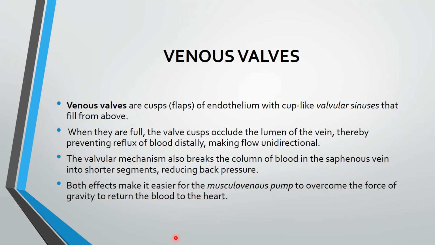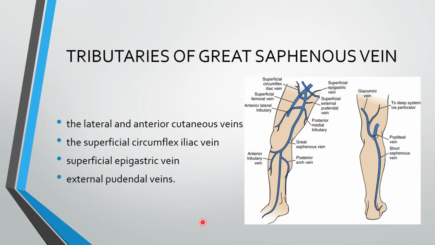So the valvular mechanism also breaks the column of blood in the saphenous vein into shorter segments, reducing the back pressure. These both effects make it easier for the musculovenous pump to overcome the force of gravity to return the blood to the heart.